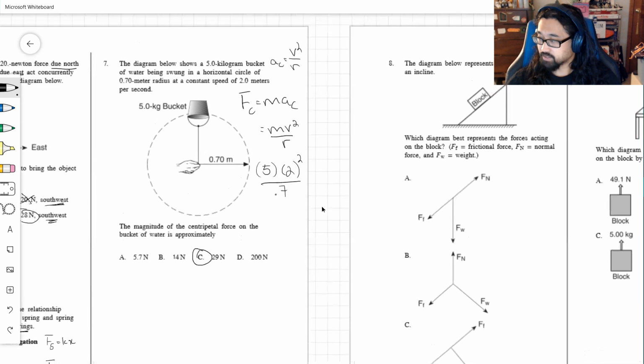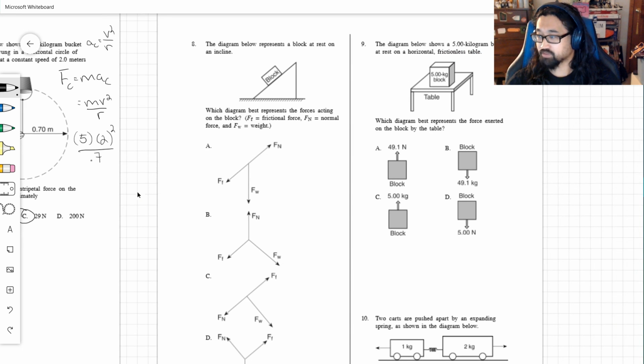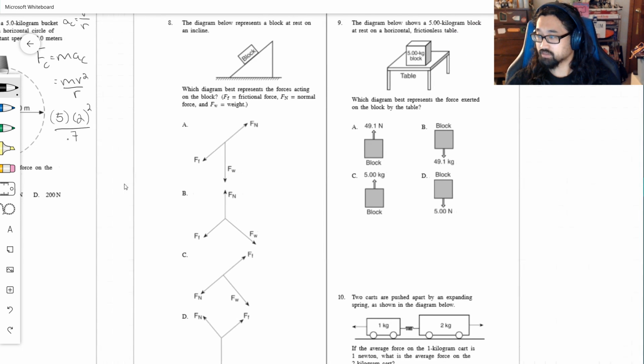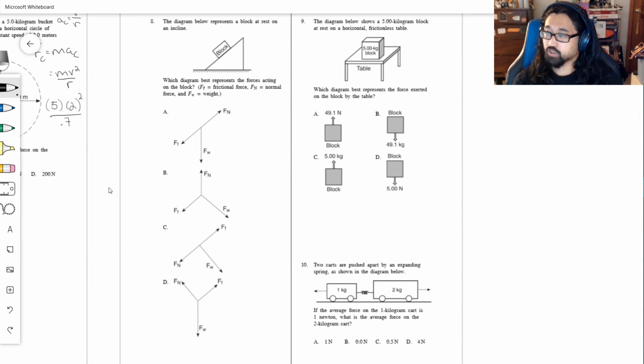All right. Now number 8 is back to free body diagrams, right? Which diagram best represents the forces acting on the block? Well, I can actually say conclusively 100%, and they tell us, right? Friction, normal force, and weight. I can tell that this is wrong, and I can tell that this is wrong, because these are not correct. Weight should point straight down.